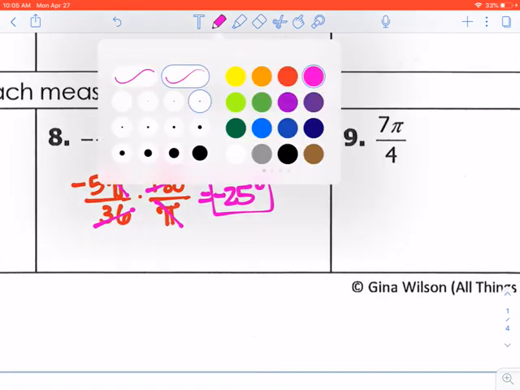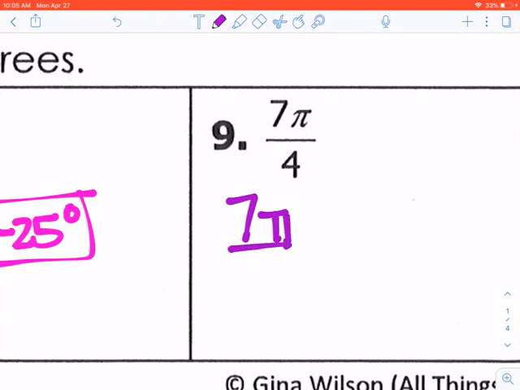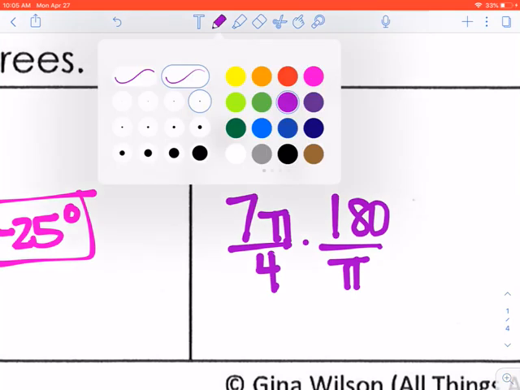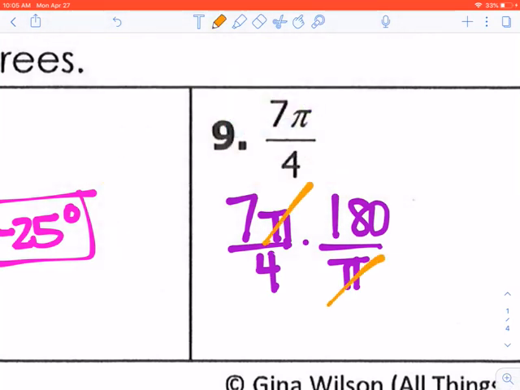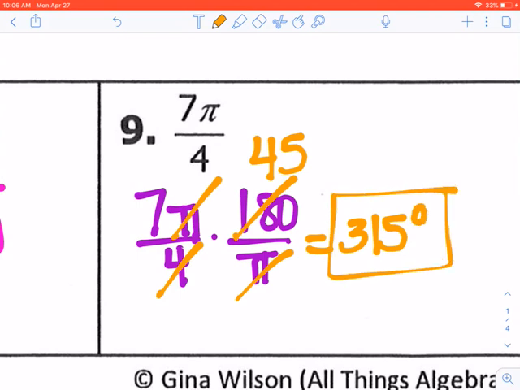And then last one we will do here. So I'm going to take my 7 pi over 4, and I multiply it times 180 over pi, and I know those pi's cancel. Pi divided by pi goes away, and I also know that 4 goes into 180 45 times, and then I have on the top 7 times 45, and so we get 315 degrees. They should always reduce to a whole number. Okay? And that is converting from degrees to radians and radians to degrees.